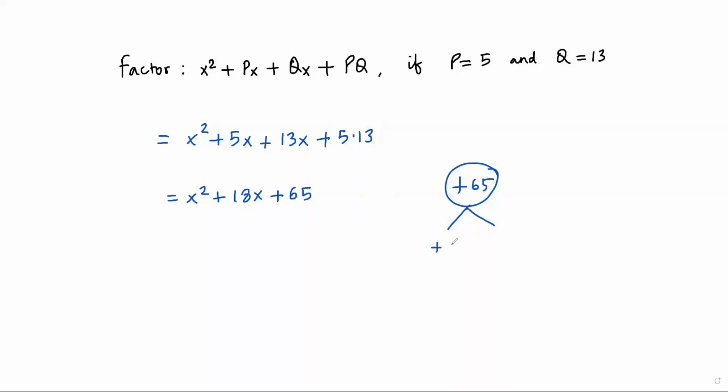So it's positive 5 and positive 13. When I multiply positive 5 and positive 13, it's positive 65. When I add them, positive 5 plus positive 13, it will be positive 18. So the two factors of this quadratic polynomial are going to be (x + 5) times (x + 13). So the factored form of the given quadratic polynomial is (x + 5) times (x + 13), where p is equal to 5, q is equal to 13.